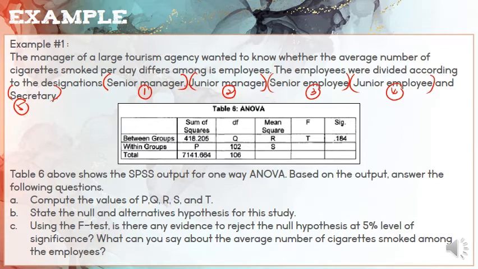Okay, so we can see from the question that the population consists of 5 different groups. And dibagi table ANOVA tu, dia bagi you between group punya sum of squares, SSB 418, SSW dia bagi total 7141. Degree of freedom, 4, 102, 106. Mean square dia tak bagi, dia minta kita calculate. Dia bagi you F pun dia suruh cari, and dia bagi you significant, this one is your P value.